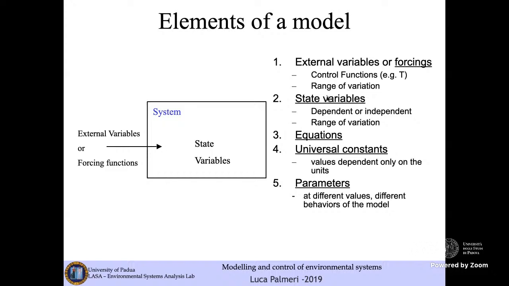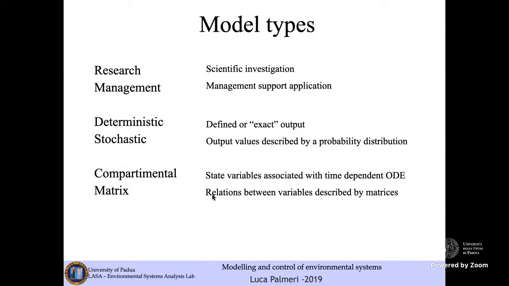And then the fifth fundamental element is that of parameters. Parameters are very important because they are the elements on which we may act in order to modify the behavior of the model. At different values of the parameters, you will have different behaviors of the model. And parameters are important in the phase of calibration, because by changing the value of parameters, we change the behavior of the model. So it might be possible to make the behavior of a model more adherent to experimental data.